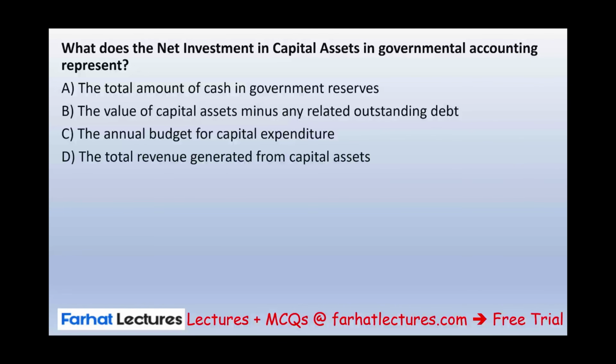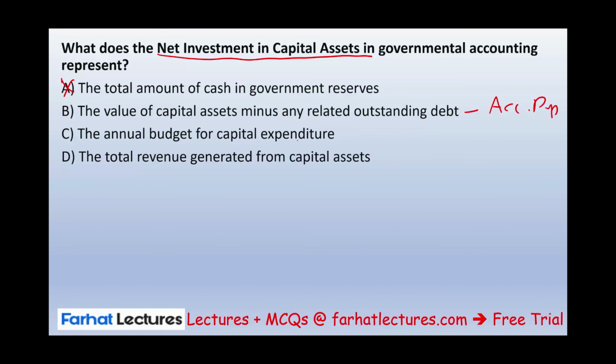Let's take a look at a multiple choice question from Farhat Lectures that's going to help you understand this concept. What does net investment in capital assets in governmental accounting represent? Well, does it represent the total amount of cash in government reserve? No, that's not the total amount of cash in government reserve. It's simply cash. So A is out. The value of capital assets minus any related outstanding debt. Yes, that sounds right. And minus accumulated depreciation, but that's partially right.